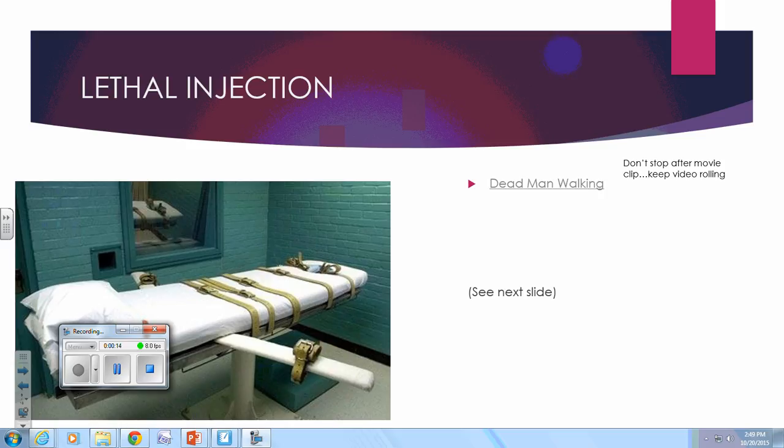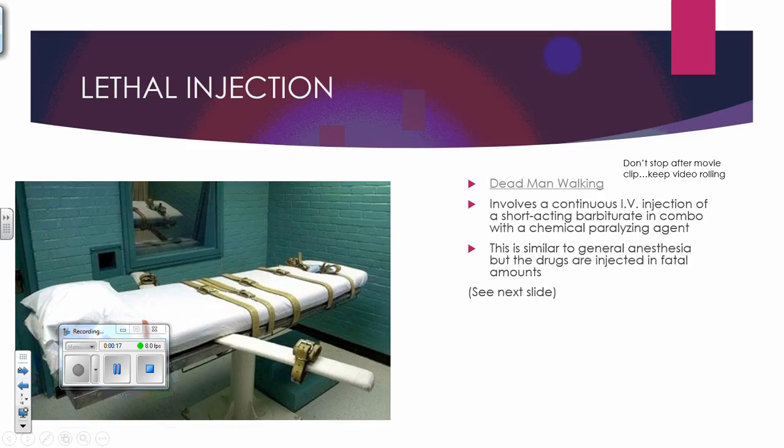All right, so lethal injection, as we said, is only used in the United States. It's not used anywhere else in the world. It involves a continuous IV injection of a short-acting barbiturate in combination with a chemical paralyzing agent. You know, paralyzing, stopping your body. It's similar, actually, this is kind of scary, but it's similar to a general anesthetic that you get when you go into surgery, but it's just at a bigger dose. So when you're put under for surgery, the same thing, except a lot more. But, like I said, the drugs are injected in fatal amounts instead of the amount just to put you to sleep.